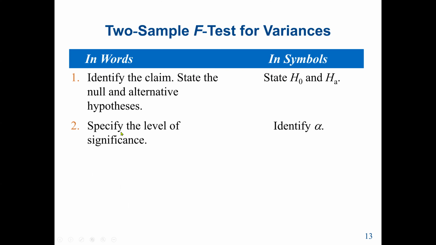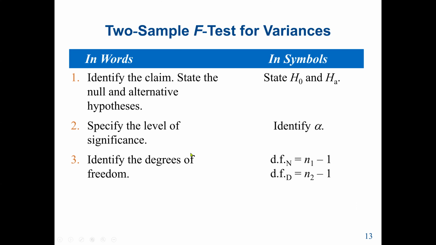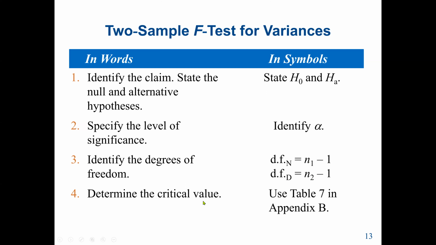Then second, we have to specify the level of significance. We need to identify our alpha. After that, we identify the degrees of freedom, which are N1 minus 1 for the numerator and N2 minus 1 for the denominator. Then we determine the critical values. Again, we went through these steps when we were looking for the critical value in our previous two examples.